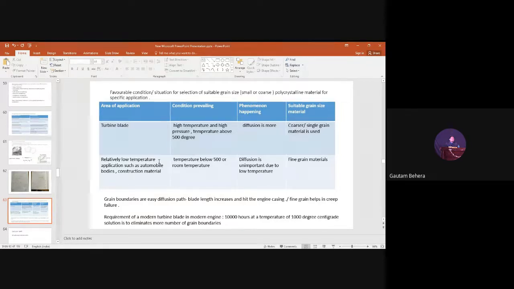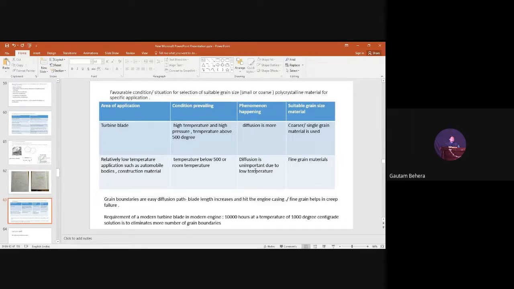But just the opposite, if the application area is, suppose, automotive, we want to make an automotive body, car bodies or truck bodies, bus bodies, or any structural application, like building materials. In that case, we have to use fine grain materials. Why? Can anyone tell me why we have to use fine grain material in that condition? The temperature is low. Temperature is low, so diffusion is less. Diffusion will not happen.